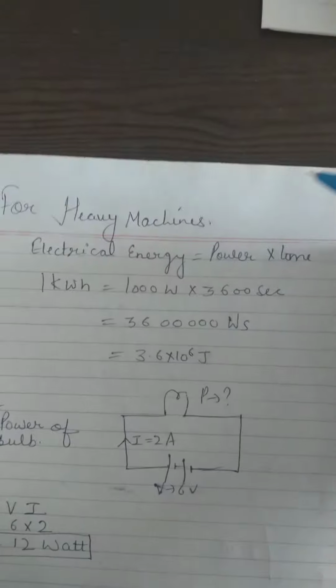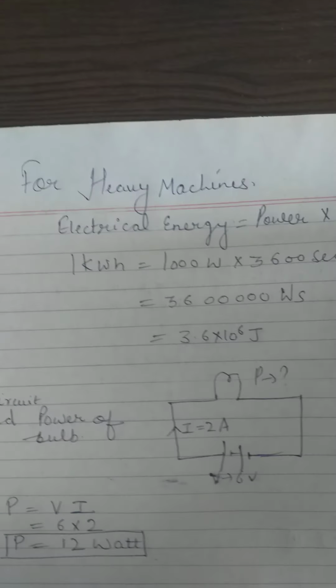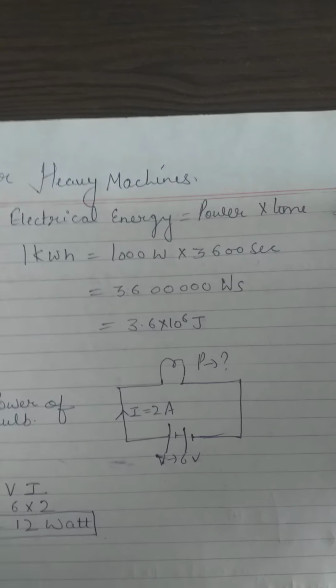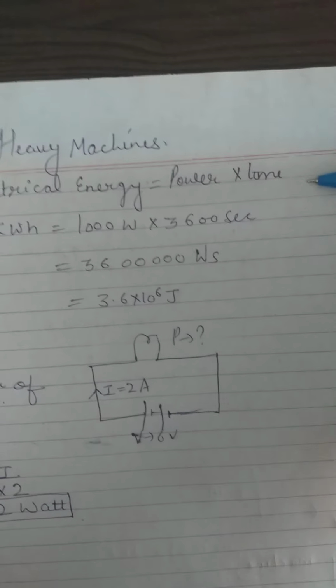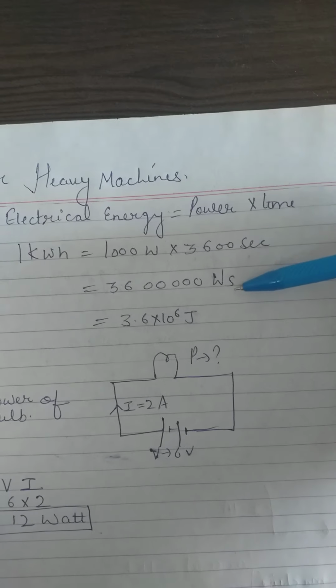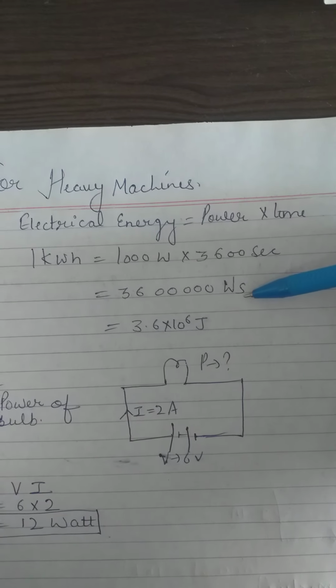For a heavy machine, electrical energy is equal to power multiplied by time. So electrical energy of 1 kilowatt hour is power of 1000 watt multiplied by 3600 seconds. The result will be 3.6 into 10 raised to 6 joule.